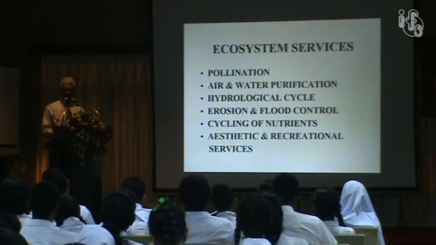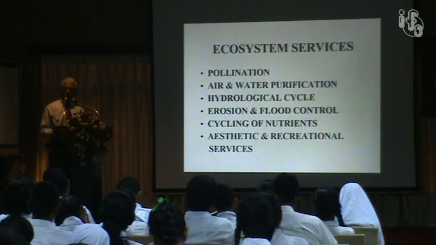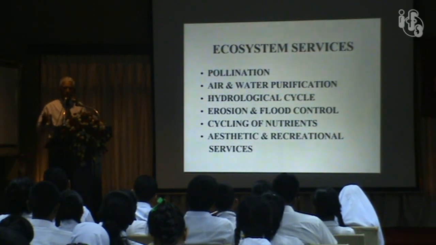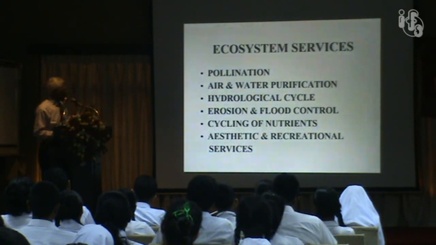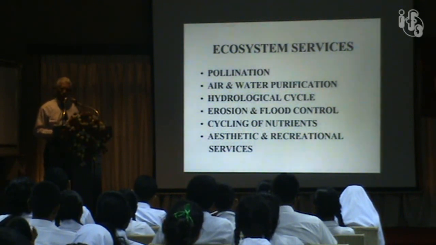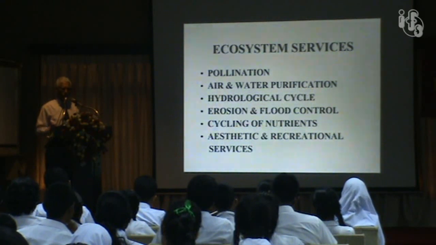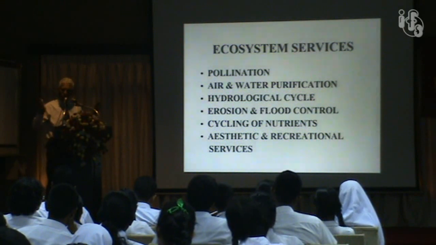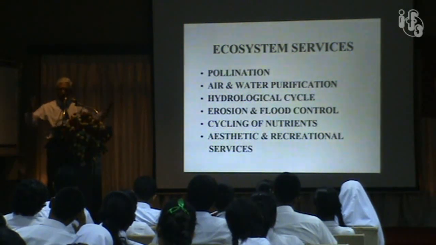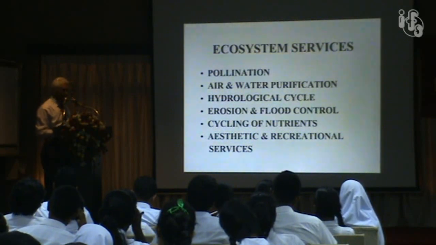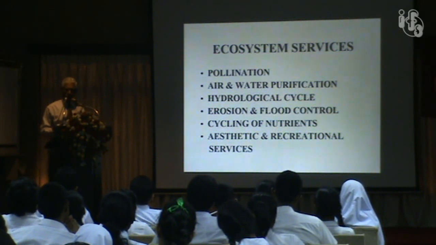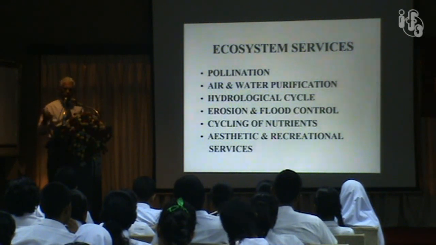Ecosystem services. Now we are talking about ecosystems and species, and they render services which we take for granted. Pollination, air and water purification. We get pure air, pure water because of ecosystems. The hydrological cycle, the rainfall pattern. Erosion and flood control. If you remove the vegetation, you get severe erosion and floods. Cycling of nutrients, the activity of all the microorganisms in that ecosystem to regenerate the nutrients to continue life. And then, of course, the recreational value.